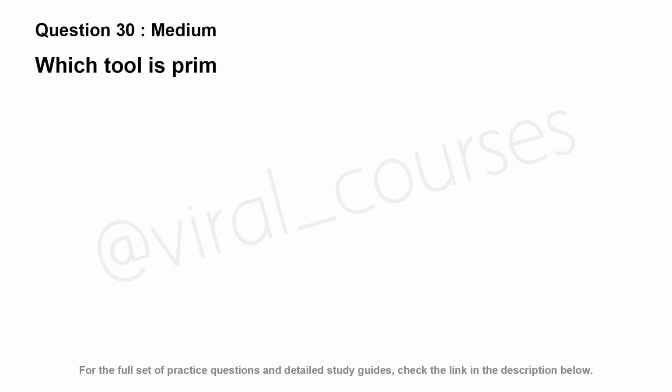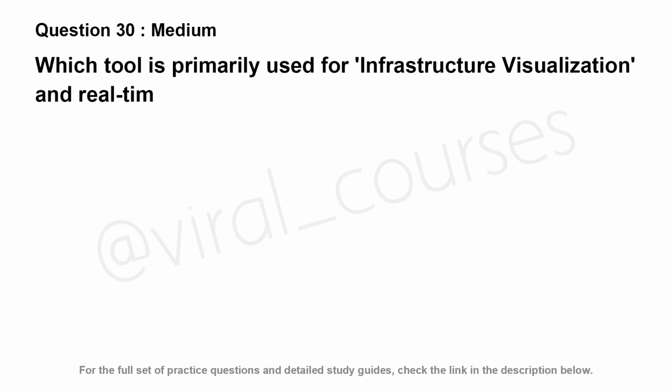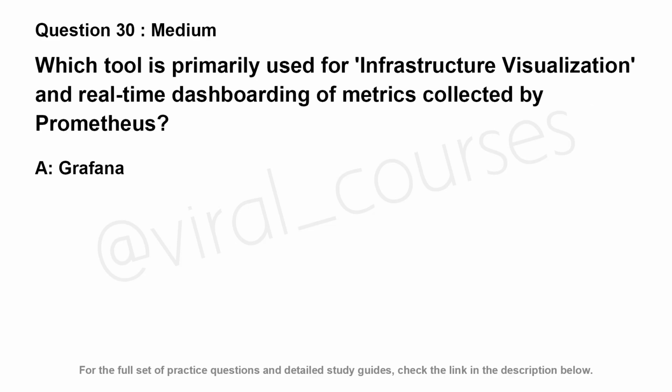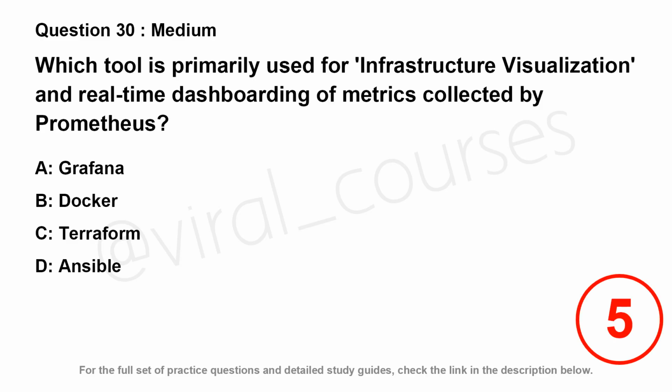Which tool is primarily used for infrastructure visualization and real-time dashboarding of metrics collected by Prometheus? Option A, Grafana. Option B, Docker. Option C, Terraform. Option D, Ansible.